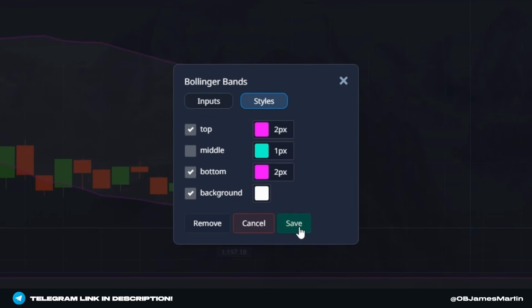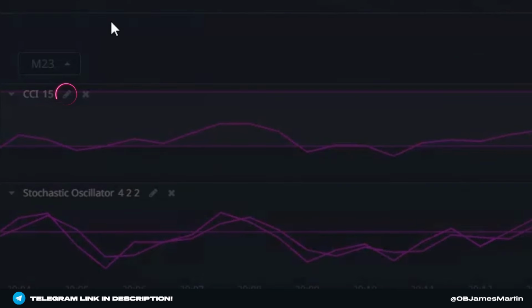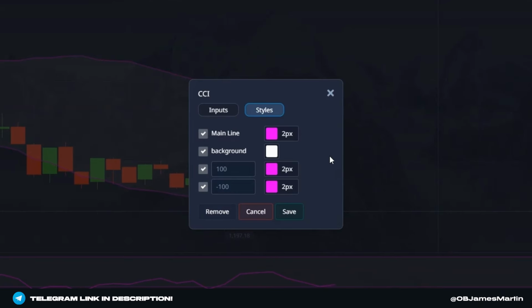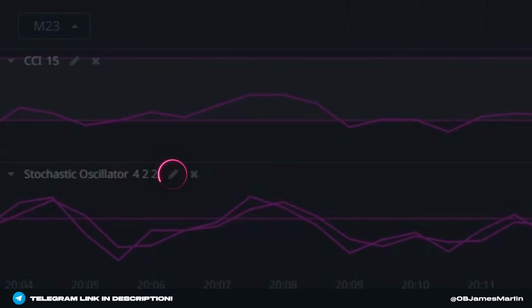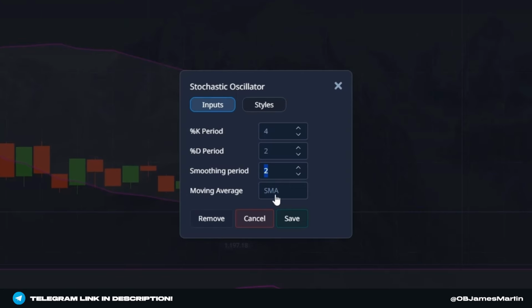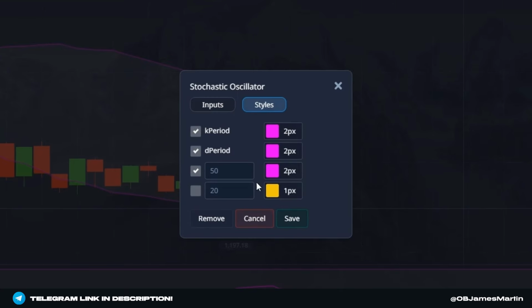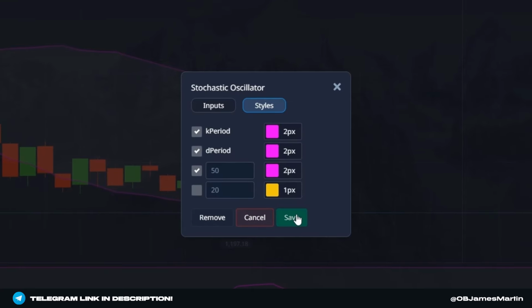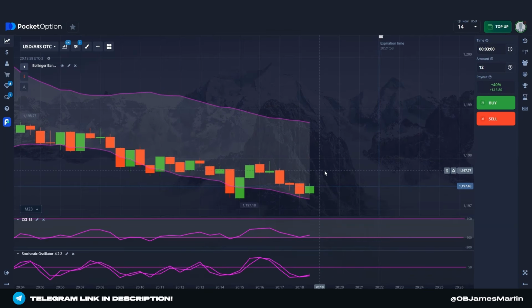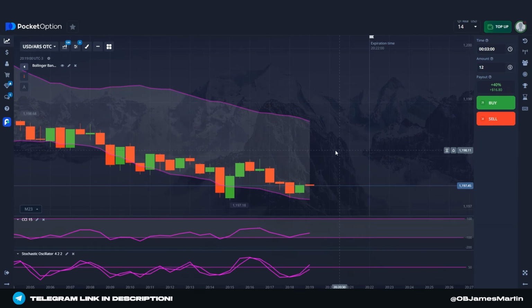Okay, just like mine. CCI, 15 period. The style, okay, we're gonna use pink as well. Stochastic oscillator, we're gonna use 4, 2, 2. The style, we're gonna use that, and we're not gonna use the 20 line. All right, and let's move on, guys. 3 more steps, and everything's ready for the trade session.